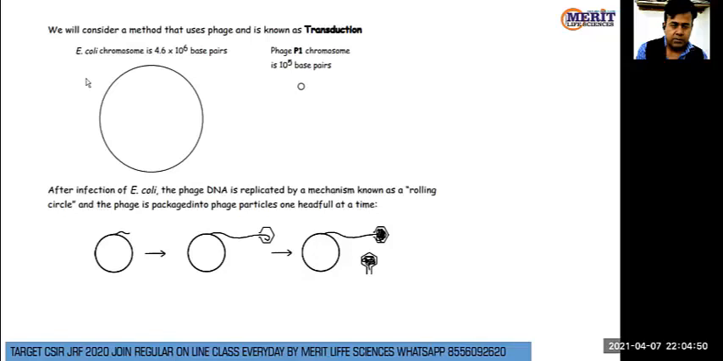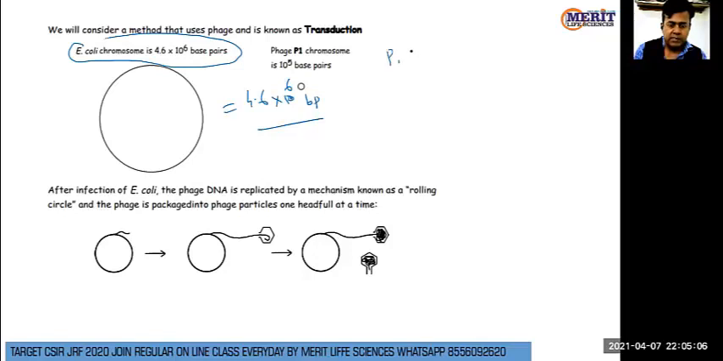You should keep some common data in mind: the E. coli chromosome has how many base pairs? This was asked directly in some examinations: 4.6 times 10 power 6 base pairs. And P1 phage, how many base pairs? 10 power 5 base pairs.